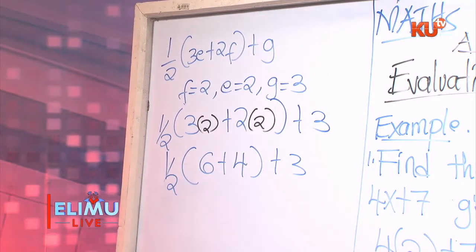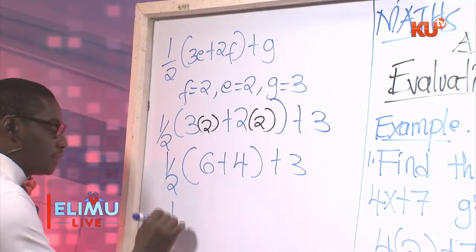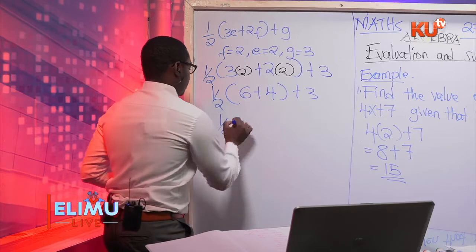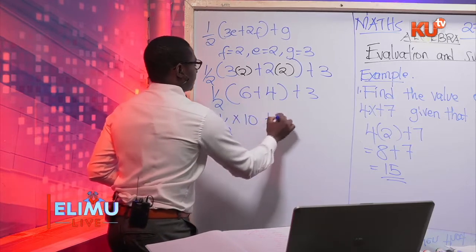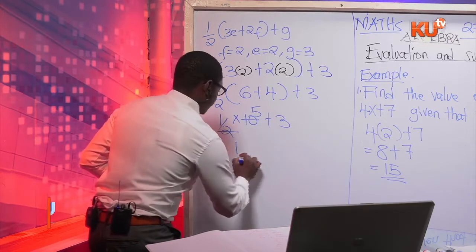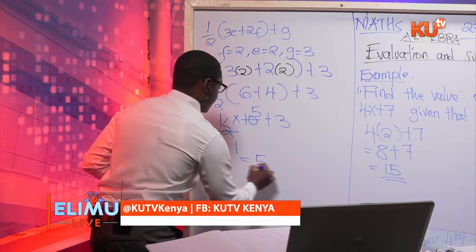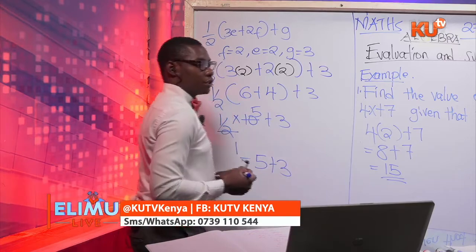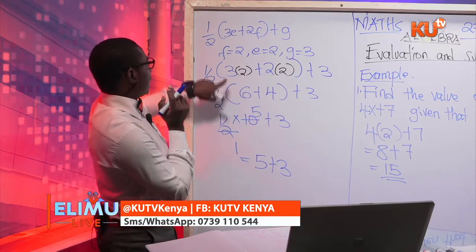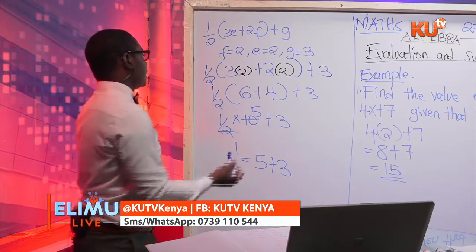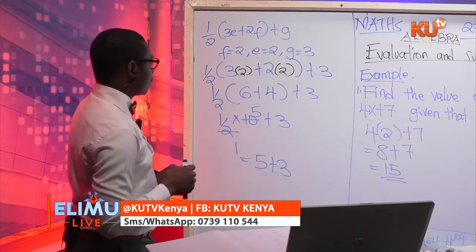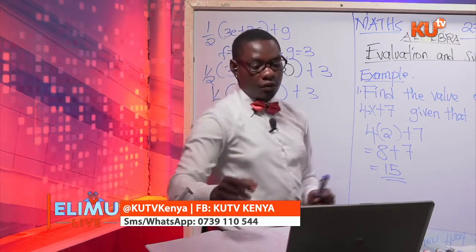So Bodmas says you work out what is in the brackets first. So this is a half, 6 plus 4, that is 10. So times 10 plus 3. 2 here 1, 2 here 5. Therefore, we have 5 plus 3. So we have 5 plus 3 as our answer. So you look at the figures representing the unknown values, then you multiply the number that comes before the unknown value to get your answer.